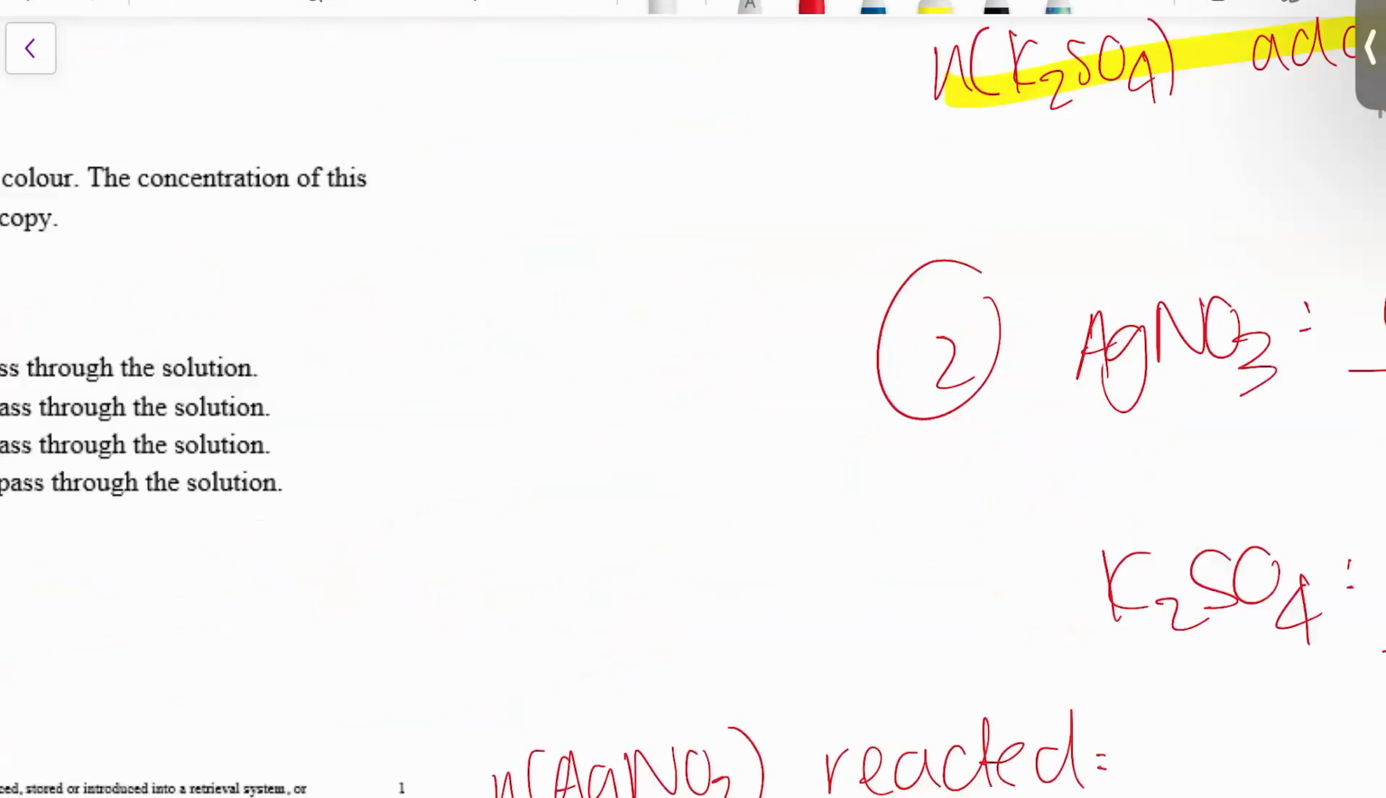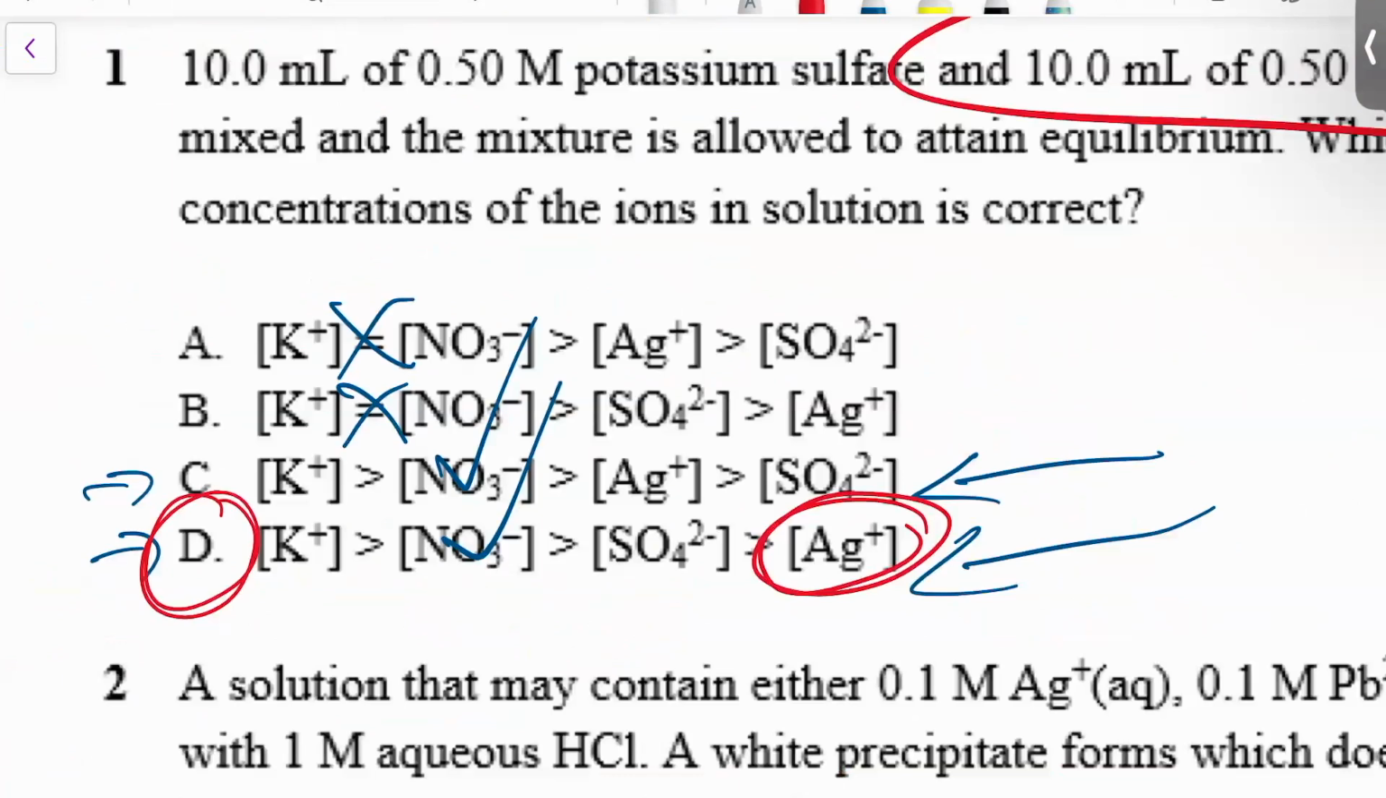Can I get a thumbs up, guys? Does that make sense? We can go ahead and do the calculation if you want to prove the flow chart. But the point is, I've figured out that Ag plus completely goes away. So it just has to have my smallest concentration. Does that make sense? This is a multiple choice question. I don't actually have to calculate everything.